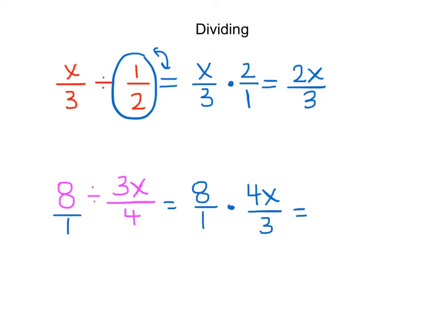And again, multiplying straight across, 8 times 4x makes 32x. 1 times 3 makes 3. I can't reduce the 32/3. I don't want to use a mixed number, and I definitely don't want to go to a decimal. So there's the quotient for my last problem.